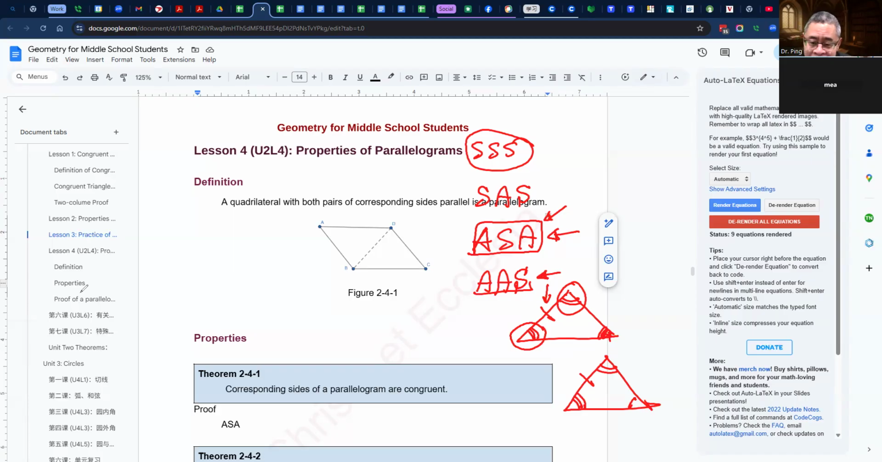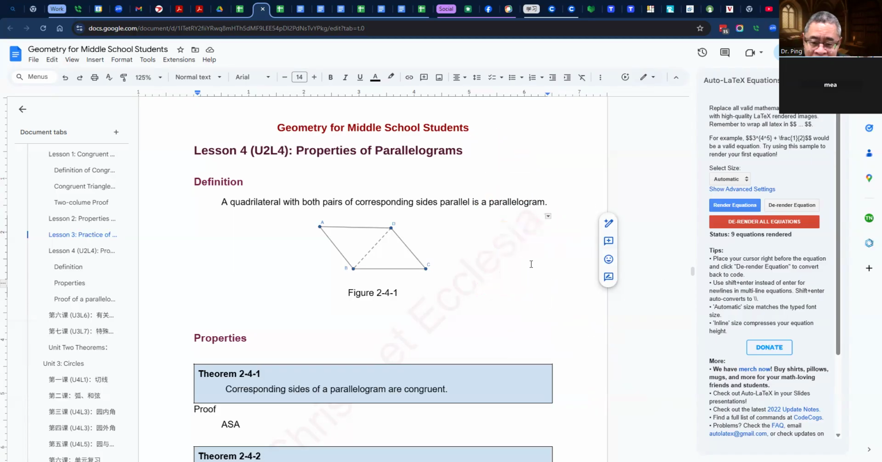Okay, very good. So now we get into today's lesson, which is about parallelograms. We actually learned about that earlier on. Now we're going to dive deeper into it. So first of all, we're talking about the definition. Definition is something that tells us what something is. So the definition tells us what actually is a parallelogram. How do we know a quadrilateral is a parallelogram? So this is about the what.